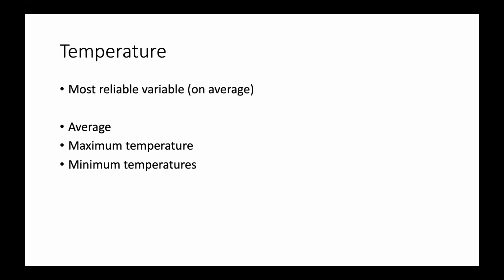In terms of common variables, I'm just going to talk about temperature real quick because it is most commonly used. It is also the most reliable variable on average in GCMs because most models tune to it. Temperature is usually presented as either an average, which is the maximum and minimum for the day divided by 2, or the max and the min. And then there are various ways of aggregating.